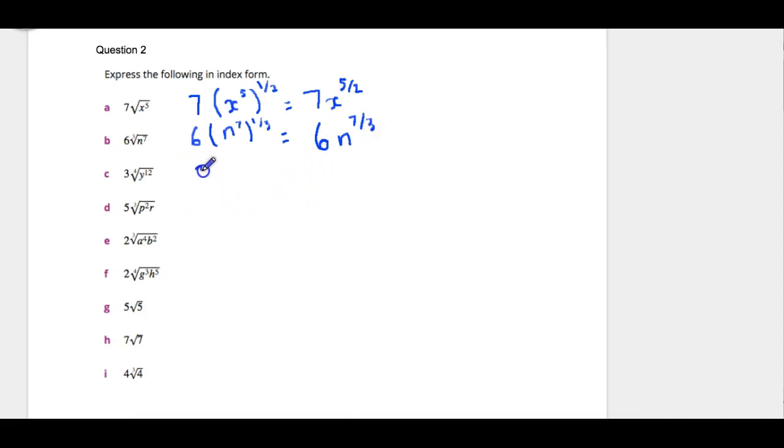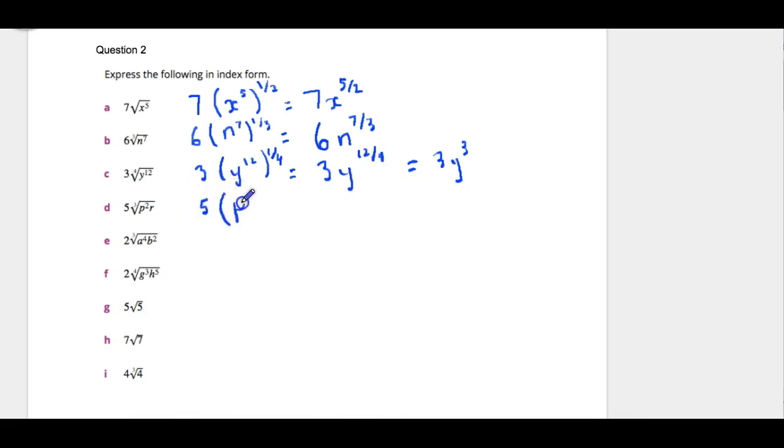Okay, this one we've got 3, put in brackets, y to the power of 12/4. 3y, 12/4. And you should know that simplifies to 3. So 12 divided by 4 gives you 3. All right.